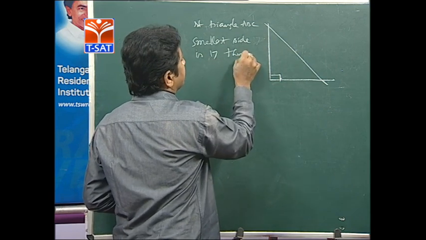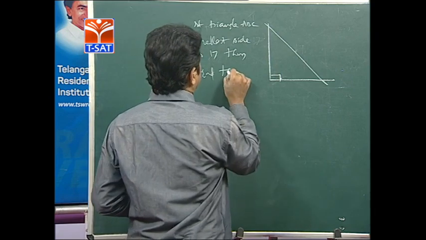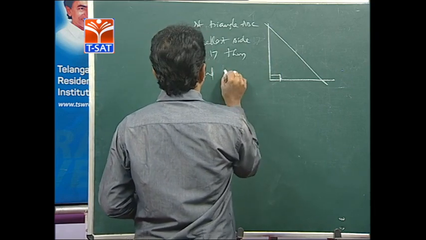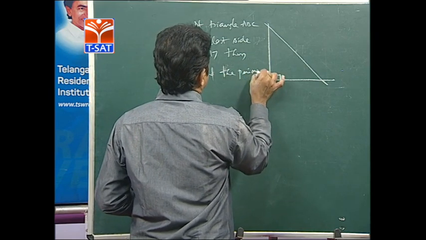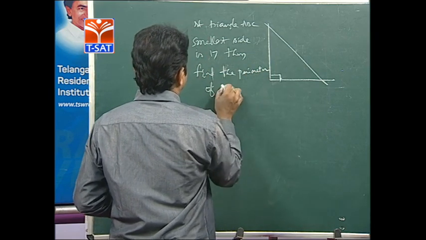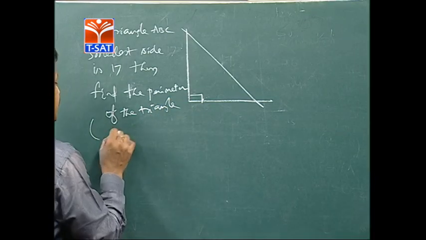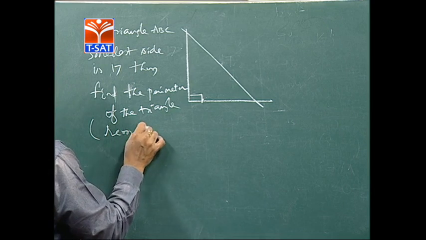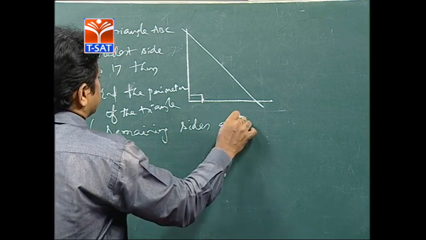Then find the perimeter of the triangle. Find the perimeter of the triangle. This is the question. Here the very important point is that the remaining sides are integers. Remaining sides are integers.